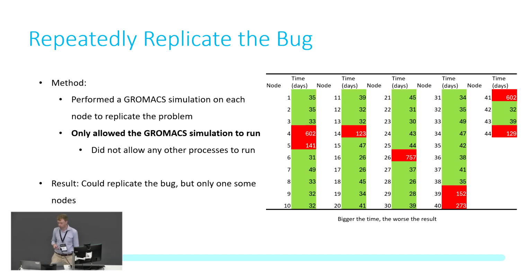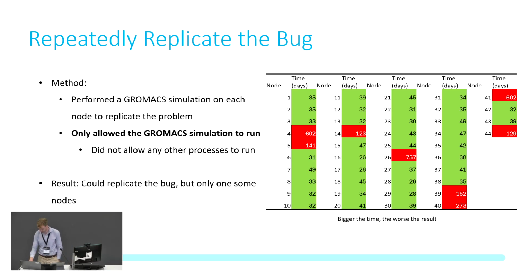Okay, so repeatedly replicating the bug. What did we do in this case? We performed this GROMACS simulation on all of our nodes, which in this case I just looked at the Genoa nodes, about 40 of them. We ran the GROMACS simulation by itself with nothing else going on the platform, and tried to see if we could replicate the bug. What you can see in green is where everything worked out great, that's all good. But in red is where we're getting problems occurring, and it's a little bit random.